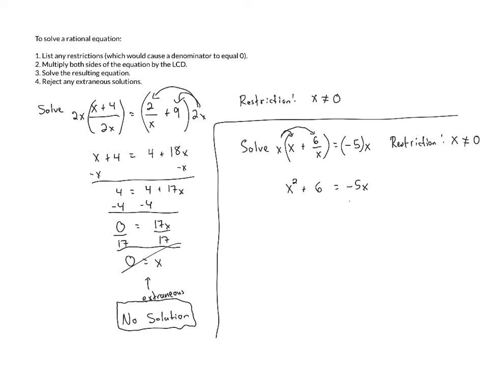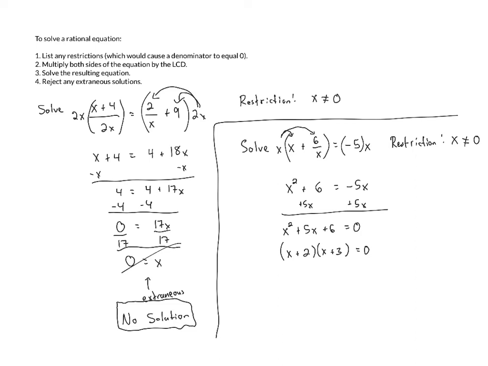So let's do that. I'm going to add 5x to both sides. This gives me x² + 5x + 6 = 0. Now we can factor that polynomial using unfoiling. We're looking for two numbers that have a product of 6 and a sum of 5. Those numbers end up being 2 and 3. So this becomes (x + 2)(x + 3) = 0.